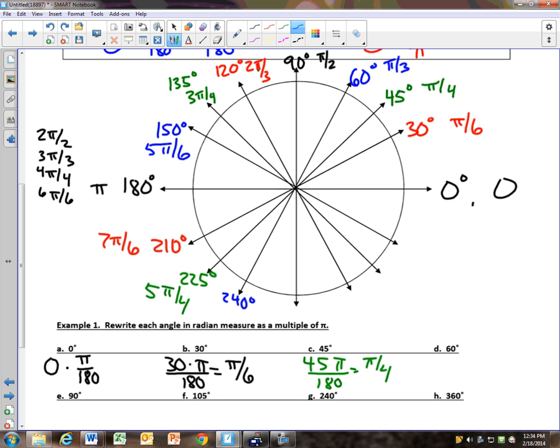And then sometimes when I get to numbers like this, I don't even think of it that way anymore. Like when I get to 240, I automatically think of 60. How many times is 60 going into 240? 4 times. So I've got 4 of these. So 4 pi over 3.